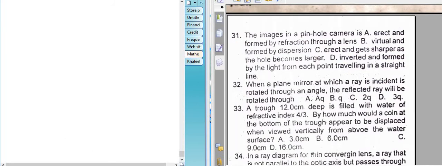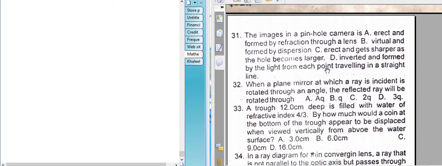Okay, question 31. The image in the pinhole camera is A, erect and formed by refraction through a lens; B, virtual and formed by dispersion; C, erect and gets larger as the hole becomes large; D, inverted and formed by the light from each point traveling in a straight line. The image is option D. The image is always inverted and formed by the light traveling in a straight line.